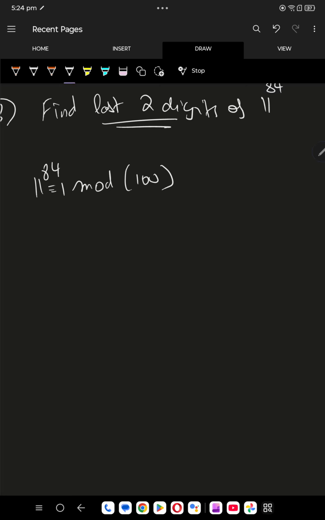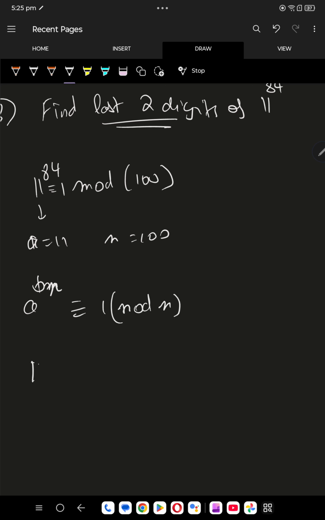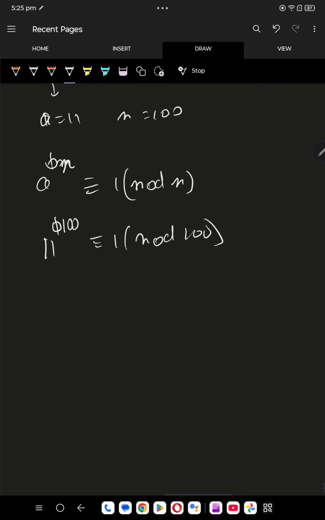Next, we have to find, A is 11, N is 100, because for the last two digits we have taken 100. A power φ(n) is congruent to 1 mod n. The last two digits of 11 power 84 is the remainder when 11 power 84 is divided by 100. That's what it means. So 11 power φ(100) is congruent to 1 mod 100. All the sentences I'm not writing, but you can write them in the exam.